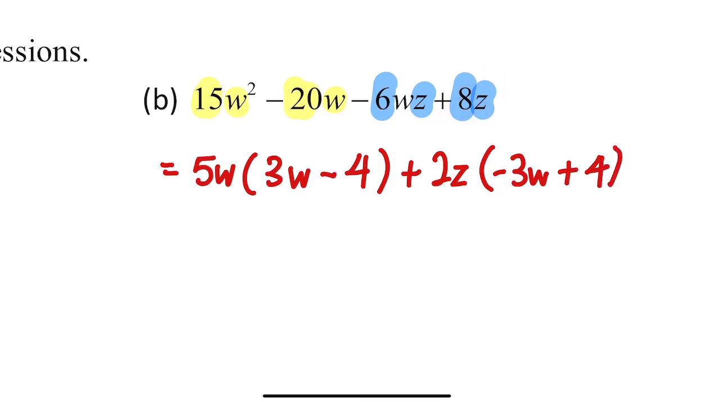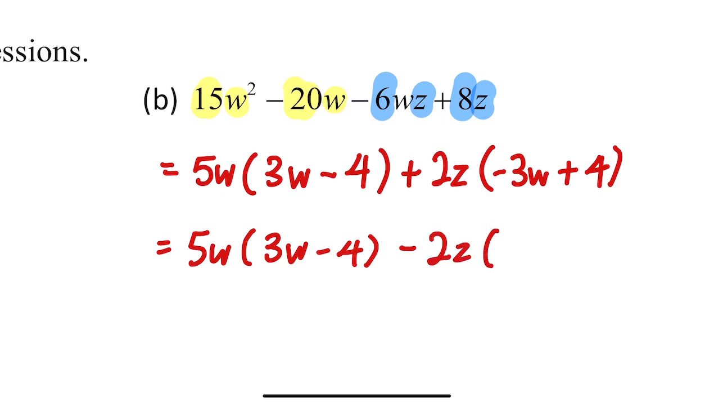Then now I check, can I group them together? 3W minus 4 and negative 3W plus 4. Cannot yet. I must factorize out a negative sign from this factor here, such that this negative 3W will turn into positive 3W, and this positive 4 will turn into negative 4. So over here, 5W times 3W minus 4, minus 2Z times 3W minus 4.